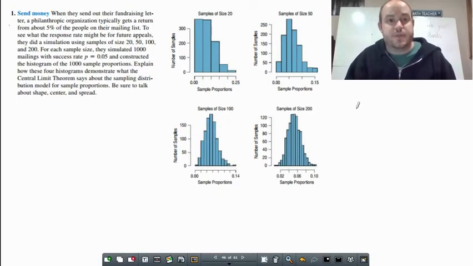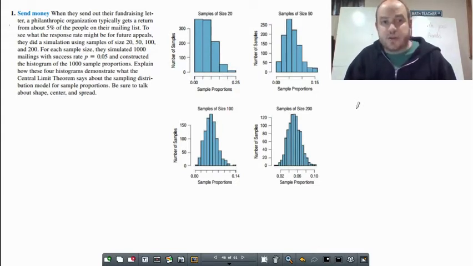All right. So this one says, when they send out their fundraising letter, a philanthropic organization typically gets a return of about 5% of their people on their mailing list. To see what response rate might be for future appeals, they did a simulation using sample sizes of 20, 50, 100, and 200. For each sample size, they simulated 1,000 mailings with a success rate of p equals 0.05, or 5%, and constructed the histogram of 1,000 sample proportions.